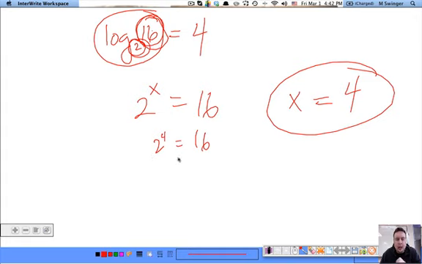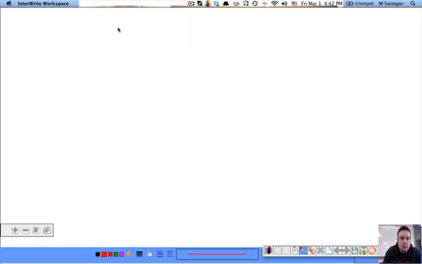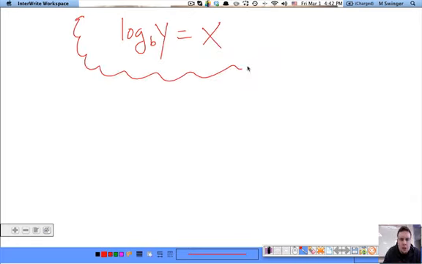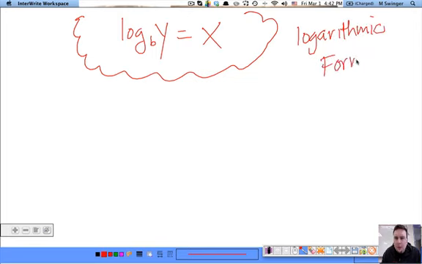Alright? Now, so let's write log base b of y is equal to x. Write this down. This is the general equation. Okay, all letters here. This is logarithmic form. So if it looks like this, it's a logarithm. If you see log, obviously it's a logarithm. So this is in logarithmic form.